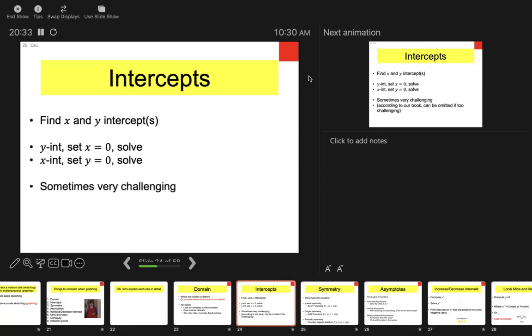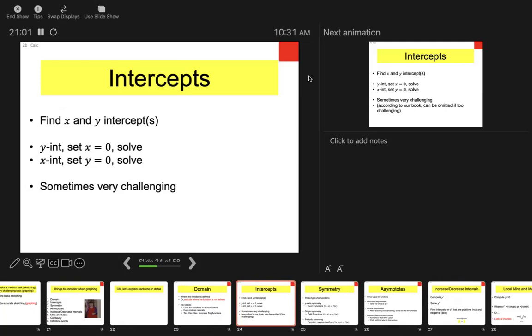Hey, this can sometimes be very challenging. Why? Why could this be challenging? When you set your x equal to 0, is that ever challenging? No, it's when you set your y equal to 0 that can be challenging because you're basically asking to solve. So what if it's x to the 5th, blah, blah, blah, big long polynomial, and you got to solve that? Well, then that can be very challenging to solve.